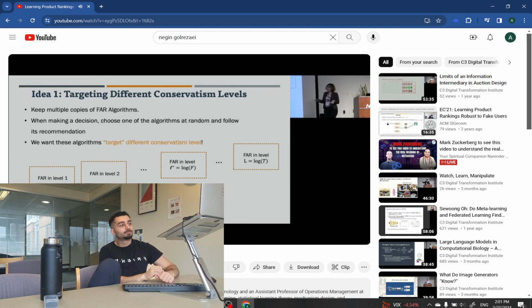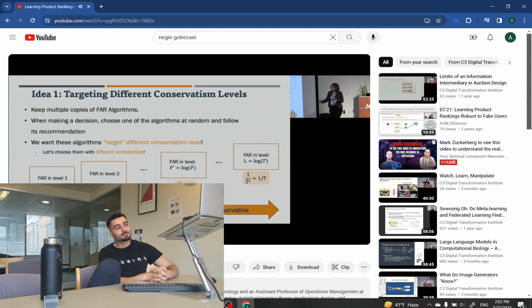So what am I trying to achieve here? Because if they're the same copy of the 4 algorithm, why would having multiple levels even help? What I am trying to achieve here is that I want to make sure that these algorithms target different conservatism levels. And to do that, I'm going to choose them with different probabilities. So with probability half, I'm going to go with the 4 in level 1. With probability 1/4, I'm going to go with level 2, up to here with probability 1/2 to the power of L. I'm just going to go with the last level.